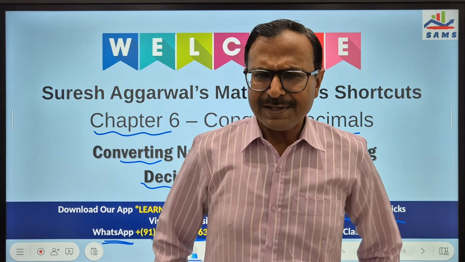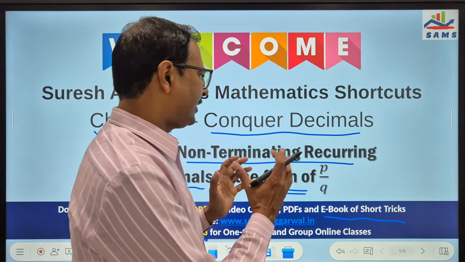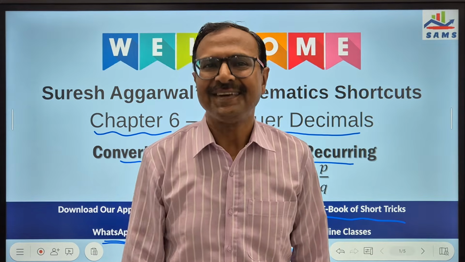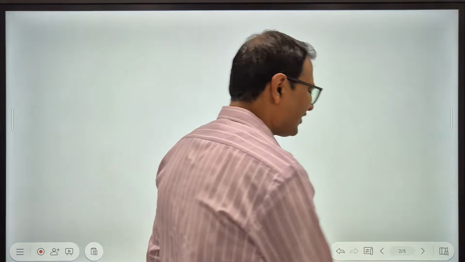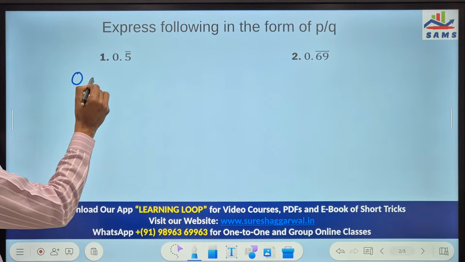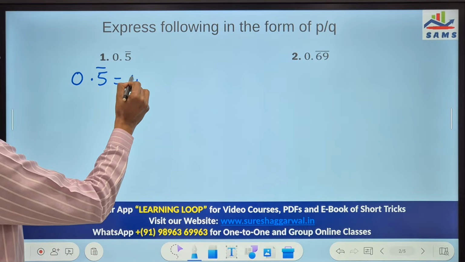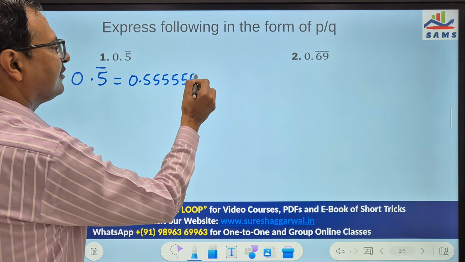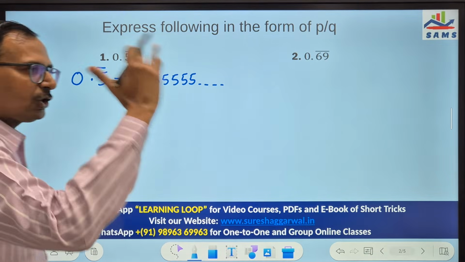So friends, is there a short trick to convert non-terminating recurring decimals in the form of p by q? Yes, there is. So let's first understand by taking a simple example of 0.5 bar. We all know 0.5 bar is like 0.55555 and it keeps on repeating.